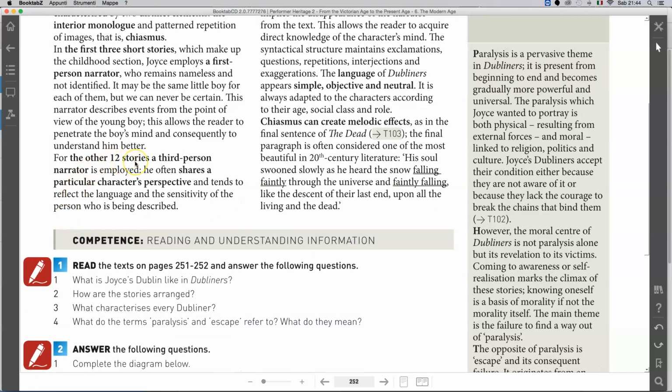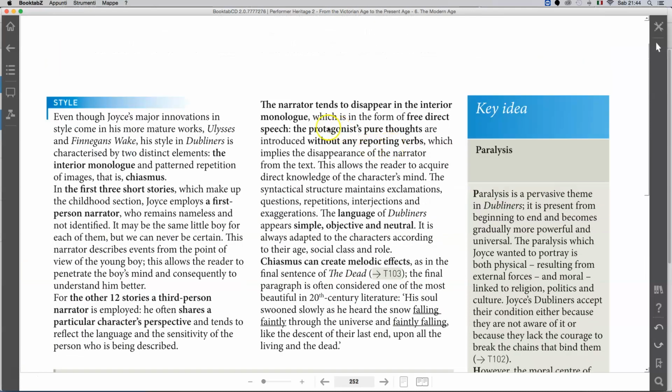For the other 12 stories, Joyce uses a third-person narrator, and he often shares a particular character's perspective and tends to reflect the language and the sensitivity of the person who is being described. The narrator tends to disappear in the interior monologue, which is in the form of free direct speech.